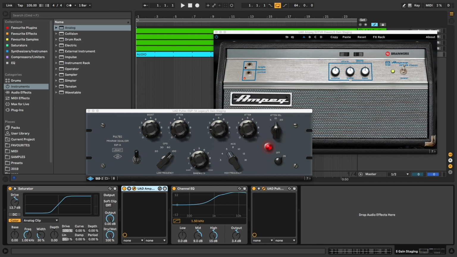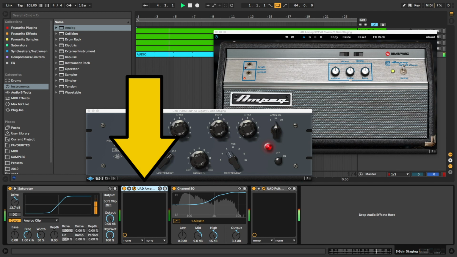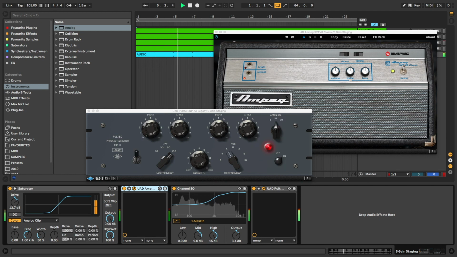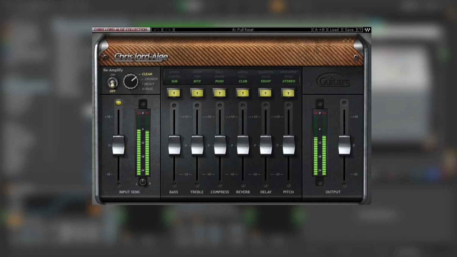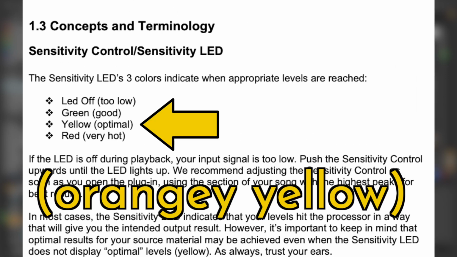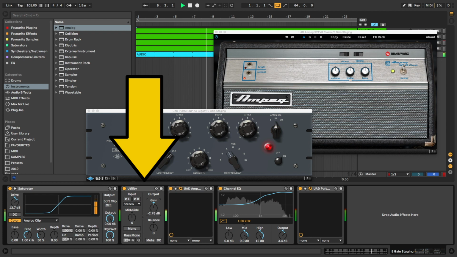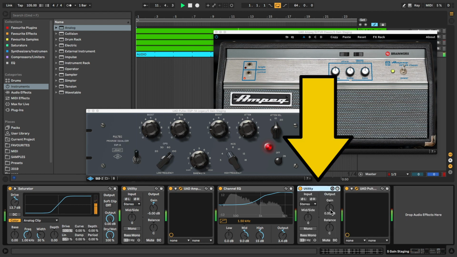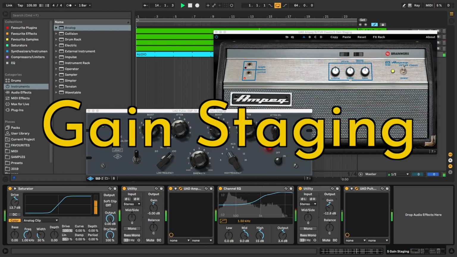To finish, there's one last very important point to consider, which is that the behavior of many plugins change depending on the level of the signal going into them. So while Ableton won't be clipping off your redlining signals, be conscious of how each plugin in your chain is reacting to the level of the signal. In particular, many analog-modeled plugins intentionally behave differently depending on the level of the incoming signal. Some plugins, such as the Waves CLA series, even have an optimum zone of operation where they recommend you set the level to. In the case of this plugin, it's when the light glows orange. This process of making sure that the signal level going into each stage of your chain is set to the correct level is called gain staging.